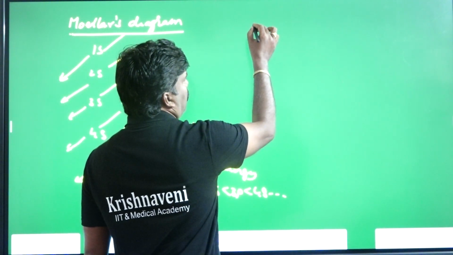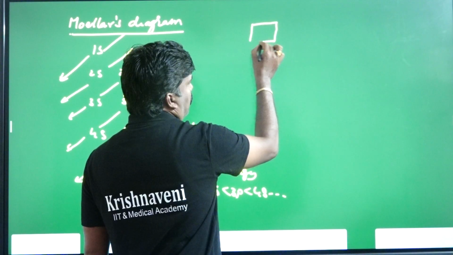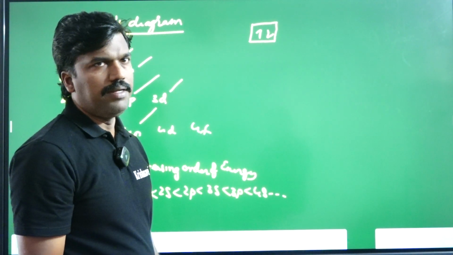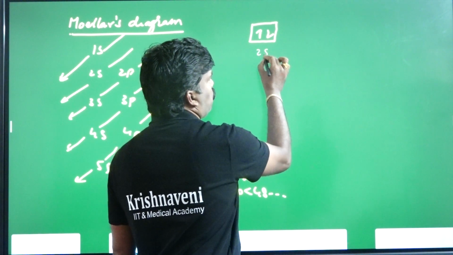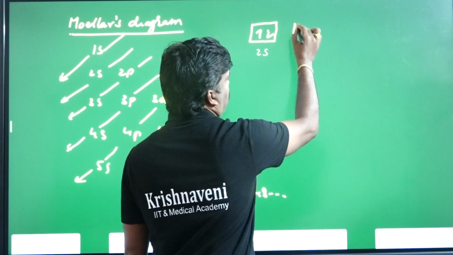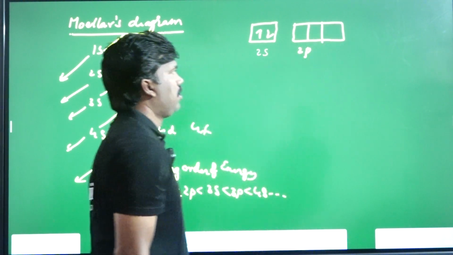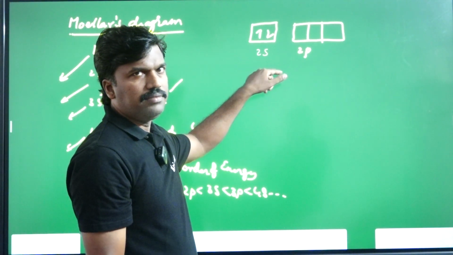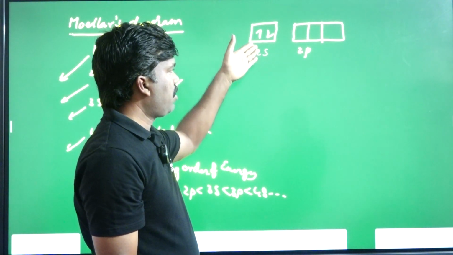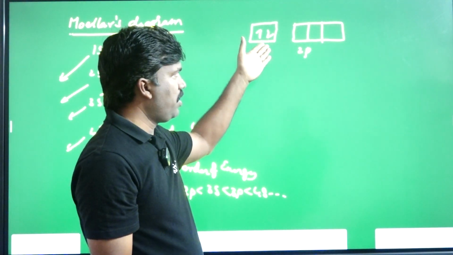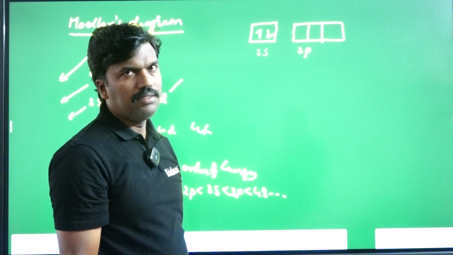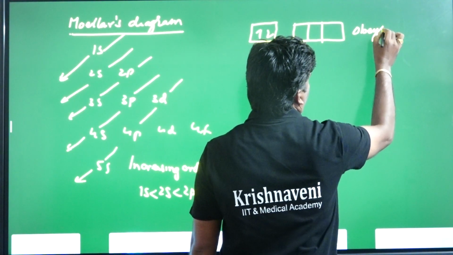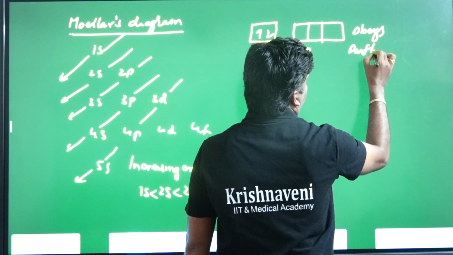And there is another method to explain Aufbau principle. For example, 2s orbital and 2p orbital are there, which has a low energy? 2s has a low energy. So electron enters into 2s first, then only electron enters into 2p. This obeys the Aufbau principle.